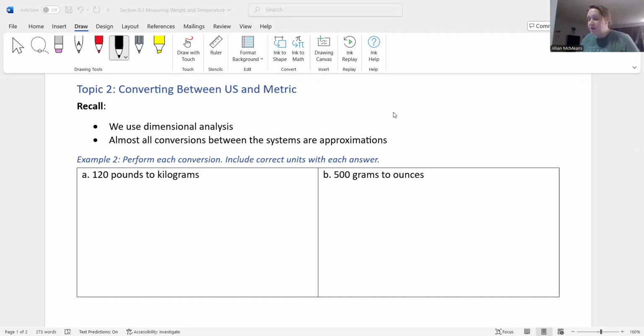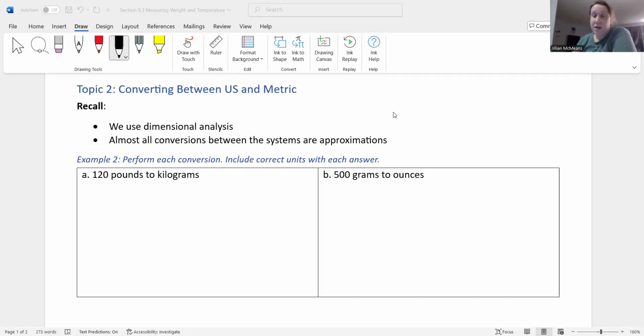Okay, so for example two, it says perform each conversion, include correct units with each answer. I did not specify any rounding, so I've said this several times now. If directions specify to round to a particular place value, by all means, round to that place value, especially in Pearson, okay? If directions do not specify specific rounding, one or two decimal places is generally perfectly appropriate. With money, just know that unless stated otherwise, money should always get two decimal places, okay?